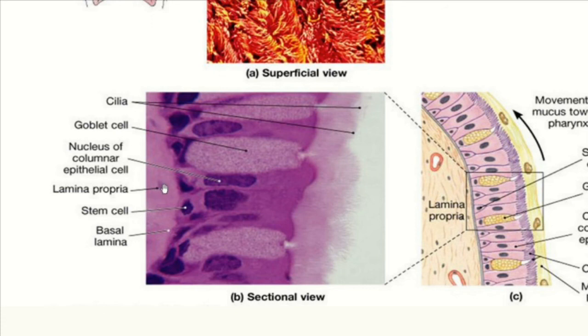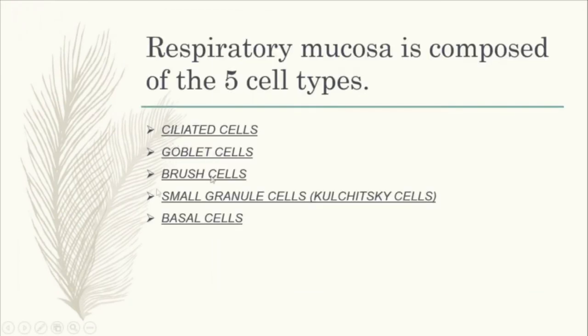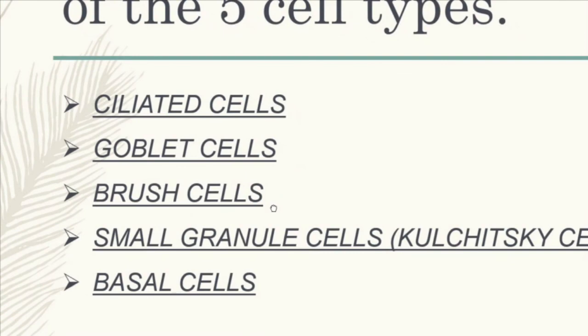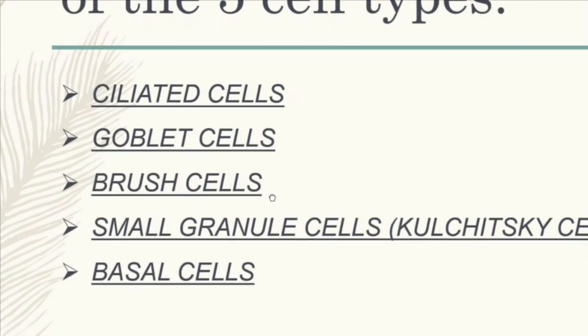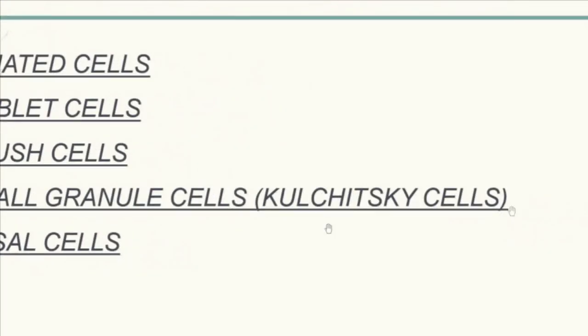Respiratory mucosa is composed of five cells: the ciliated cells, the goblet cells, the brush cells, the small granule cells or the Kulchitsky cells, and the basal cells. So first, let's discuss the ciliated cells. They are tall columnar cells with cilia, and they cover the surface of the epithelium. Next, we have the goblet cells, which synthesize and secrete mucus. Next, we have the brush cells, the general name for those cells in the respiratory tract that bear short, blunt microvilli.